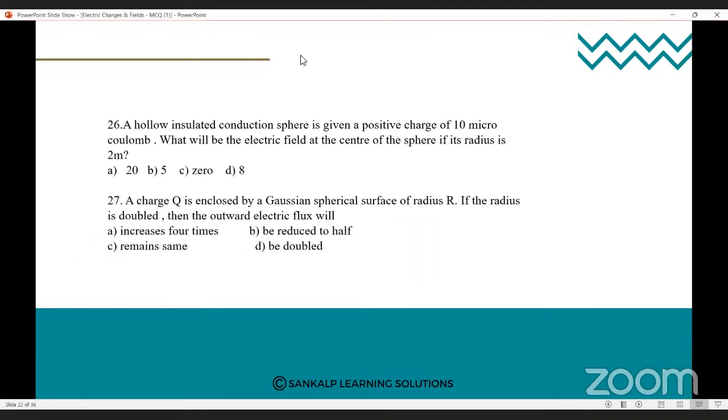See, a hollow insulated conducting sphere is given a positive charge of 10 microcoulomb. What will be the electric field at the center of the sphere if its radius is 2 meter?